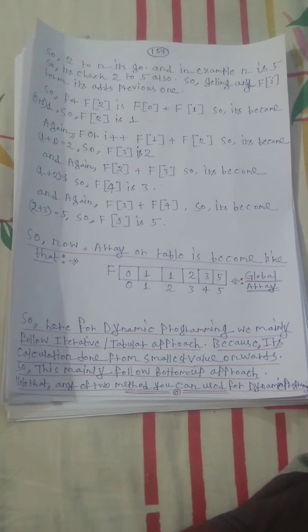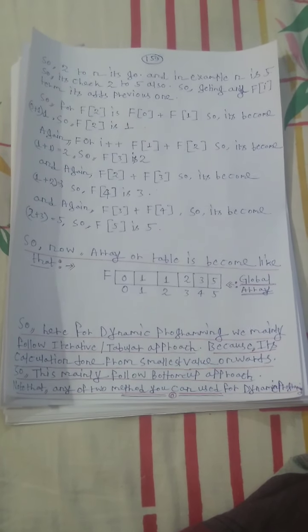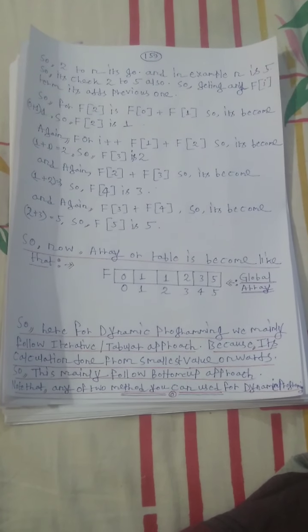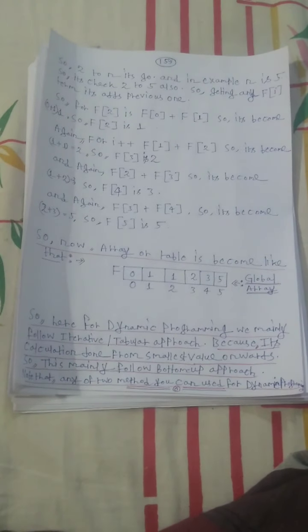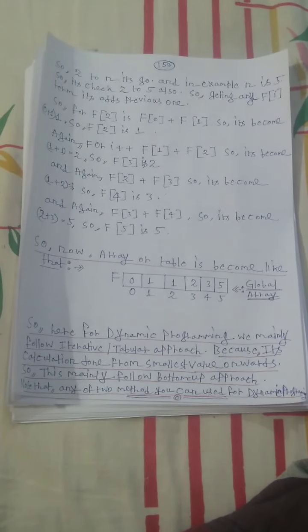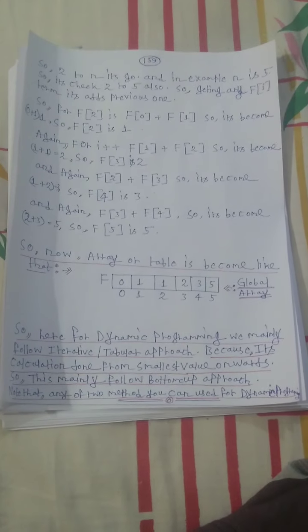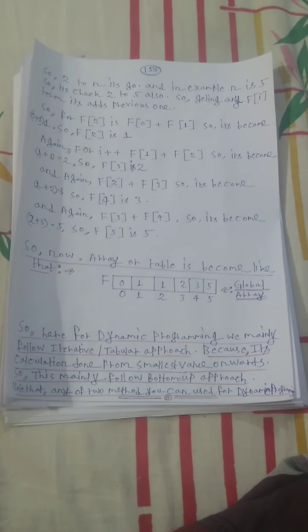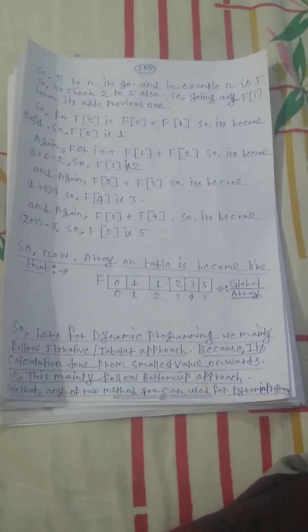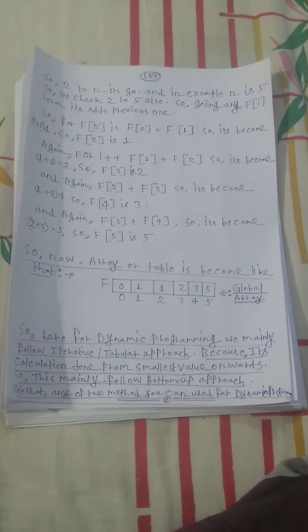So for dynamic programming we mainly follow the iterative or tabular approach, because the calculation is done from the smallest value onwards. Here we start from the 0 position of the array, but in the memoization method we start from the top. So in the tabular approach we calculate from the smallest value to the highest one. So it follows the bottom up approach.